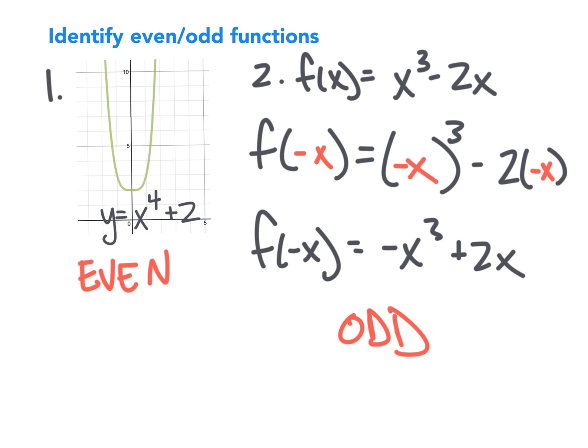All right, and that wraps it up for analyzing graphs of relations and functions.